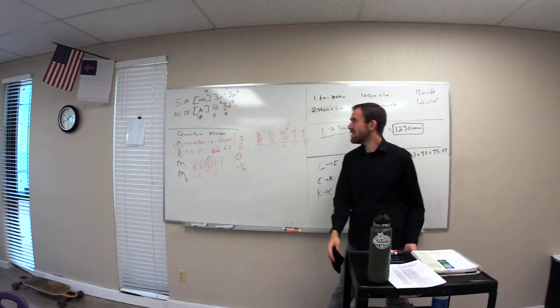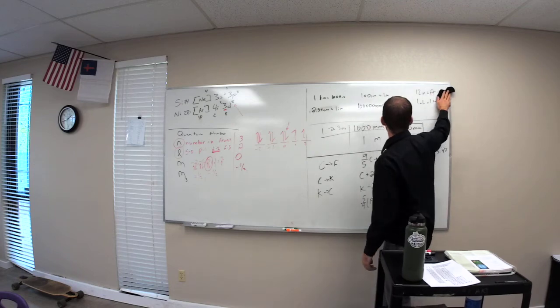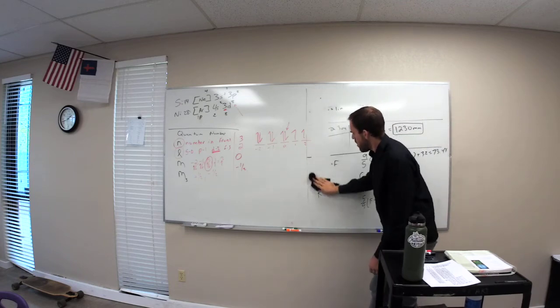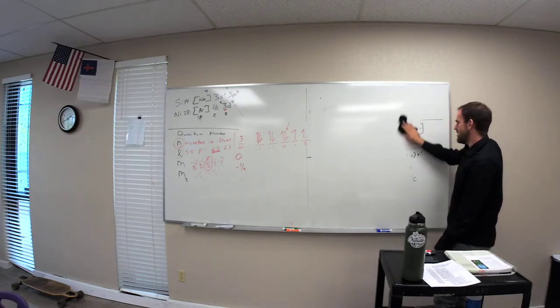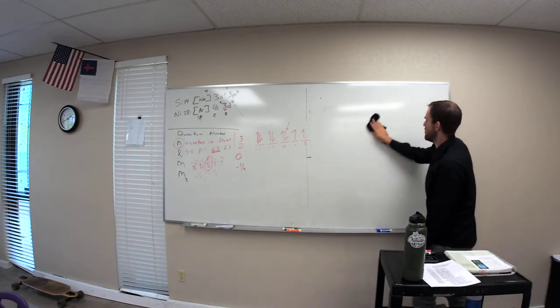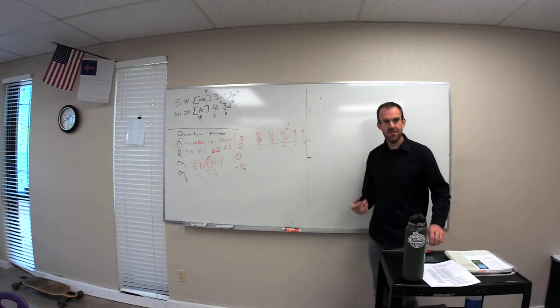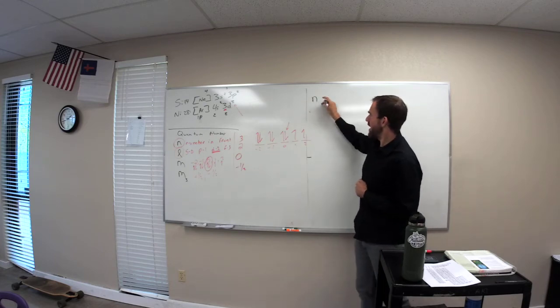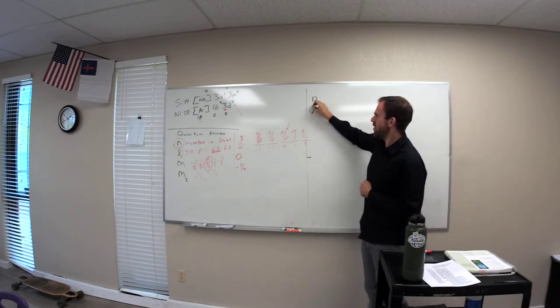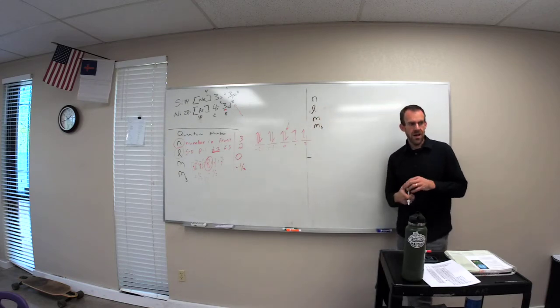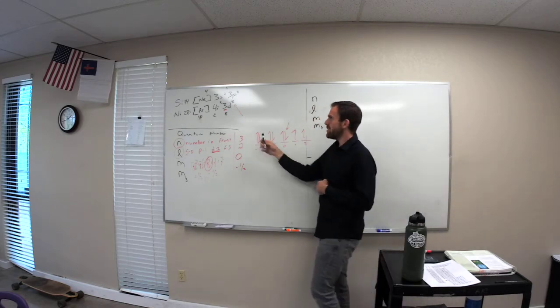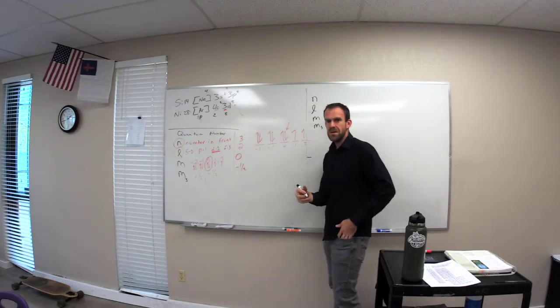So let's deal with the last electron in silicon. What are the quantum numbers for the last electron in silicon? Well, I have to look at the same things again. I'm going to look at n, I'm going to look at l, I'm going to look at m, I'm going to look at ms. The last electron that I put in silicon was this 3p2.